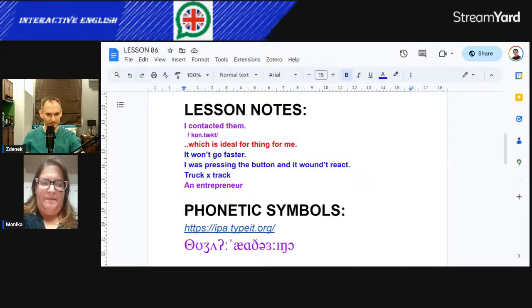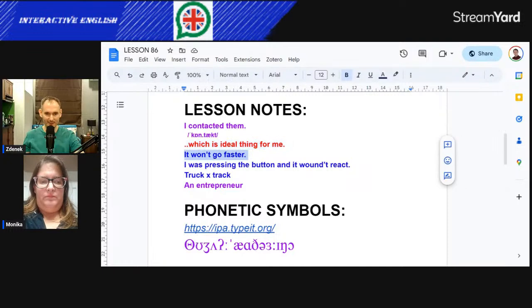Anyway, why did I put 4 here? Which is, yeah, it was correct. I don't know why it's suggesting "it's ideal for thing." That's nonsense. The Google document is suggesting something wrong basically here, but it should be which is an ideal thing for me.